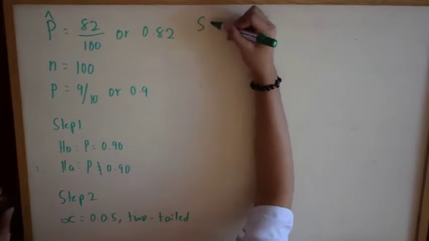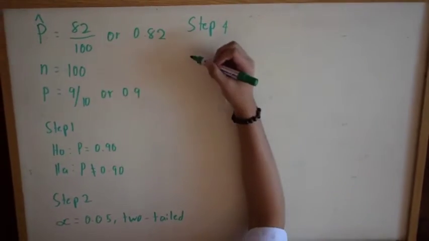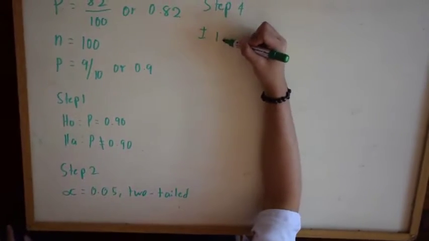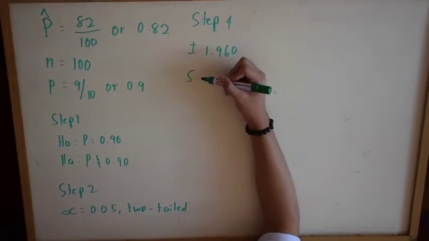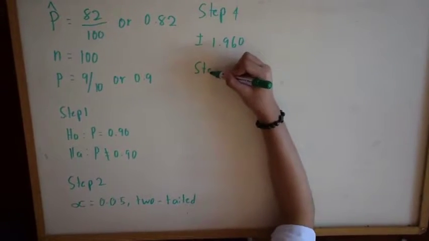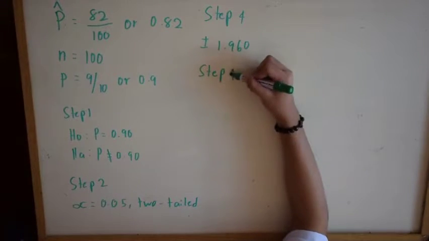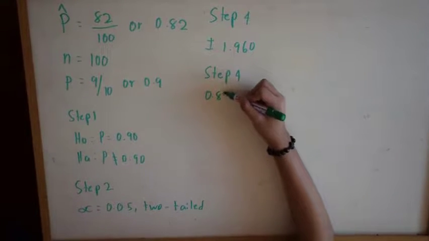Step 3, well, that should be 3, is that we need to find the critical z-values in the t-table. So we're looking in the t-table, we have positive, negative 1.960. So next, we have step number 4, which is to compute for the z value.